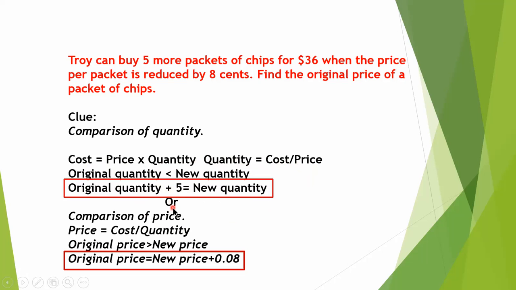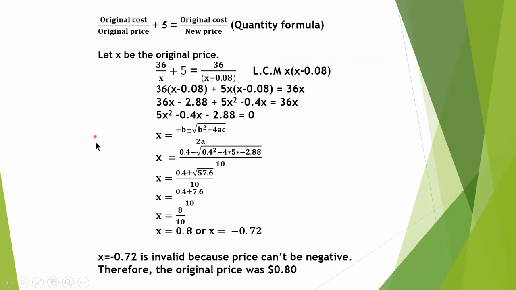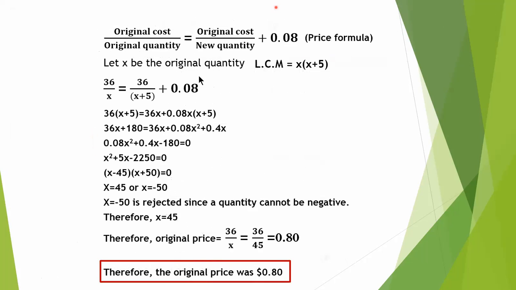Alternatively, you can use comparison of price. Original price is greater than new price. New price is reduced, so new price is lesser. So original price equals new price plus 8 cents. So new price is lower. So add the difference to the lower side. Then you can make the equation. 8 cents means 0.08, not 0.8. Okay. So you can solve this problem using the equation we already discussed.